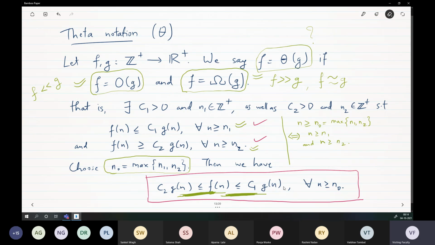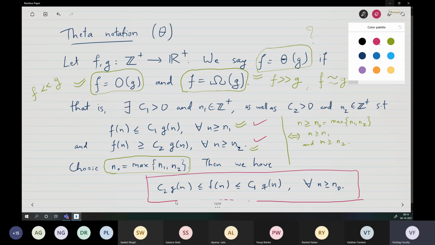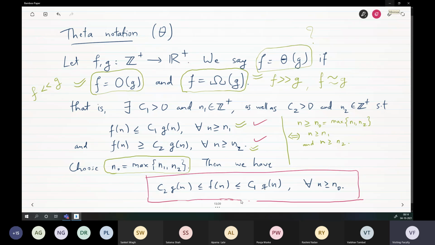Is that okay? Yes. Anybody else not clear with this? Alright, so this much is fine. What are we doing next?